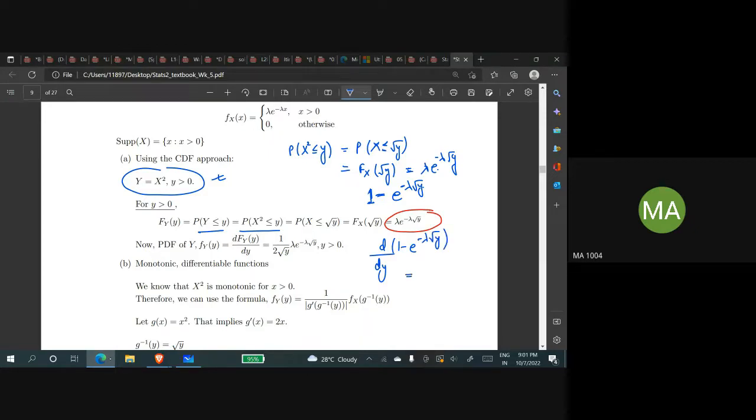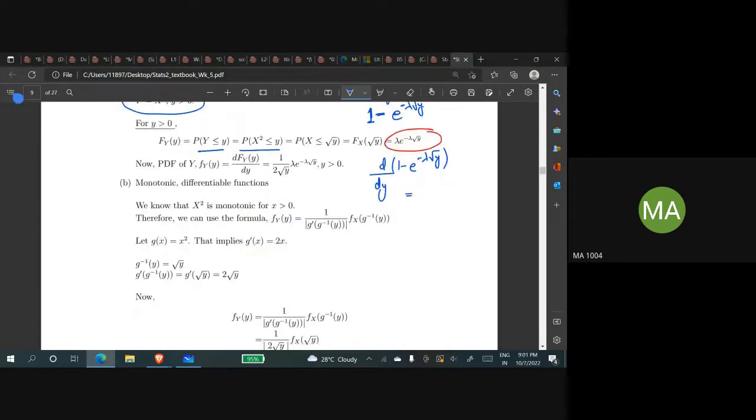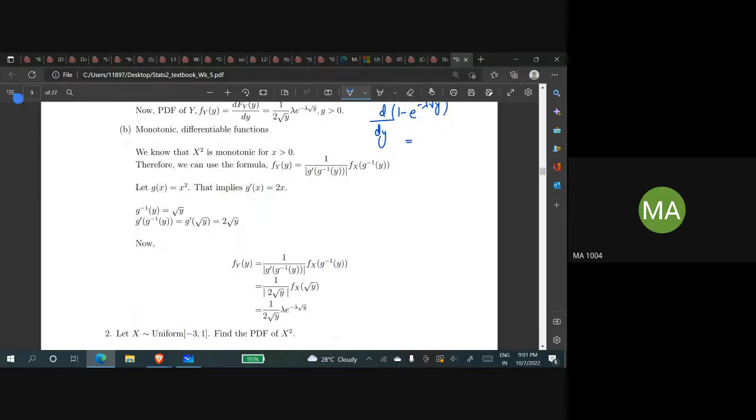Ma'am, before differentiating, can we check this relationship using monotonic differentiable functions? Okay, you want to check this first with the monotonic differentiable function. So you had x to be exponential lambda and y to be x square. The support of x is positive, because it's exponential, and in this support it is monotonic, increasing basically. So we can use the monotonic differentiable function.